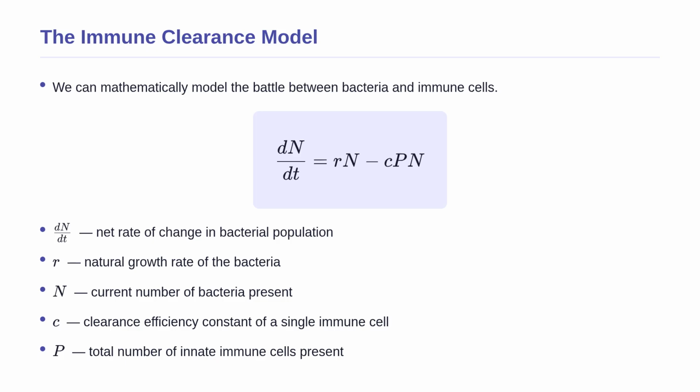The symbol C represents the clearance efficiency of a single immune cell, and P is the total number of immune cells, like macrophages. Therefore, C times P times N represents how fast the immune cells are eating the bacteria. If the number of phagocytes, P, increases, the subtraction term becomes larger, meaning the bacterial population will decrease much faster.